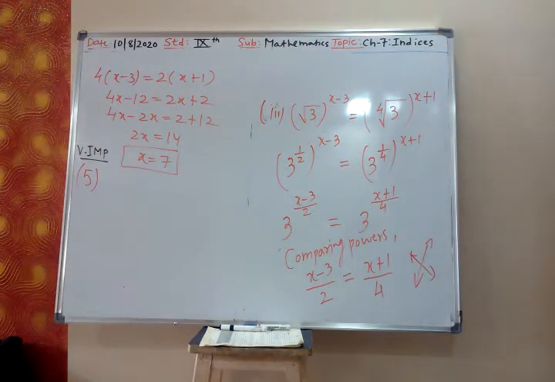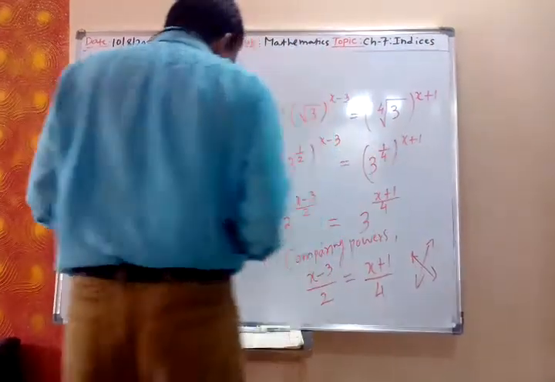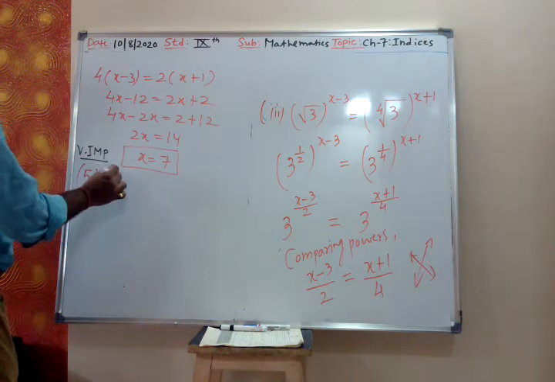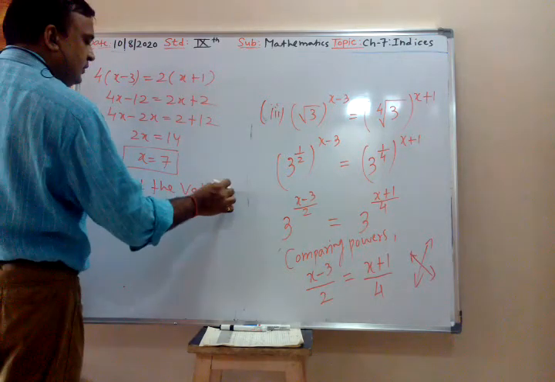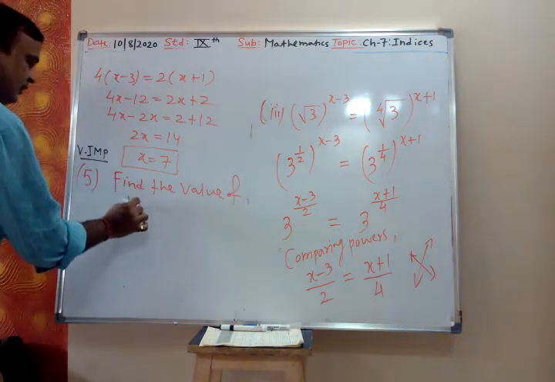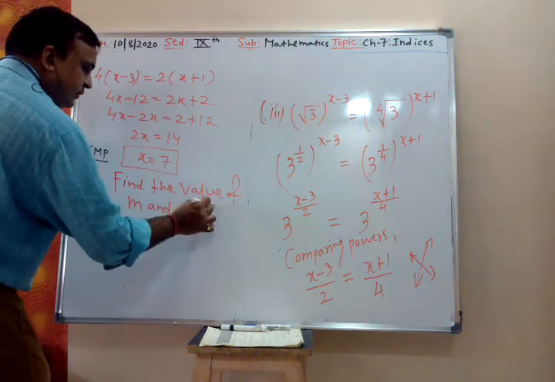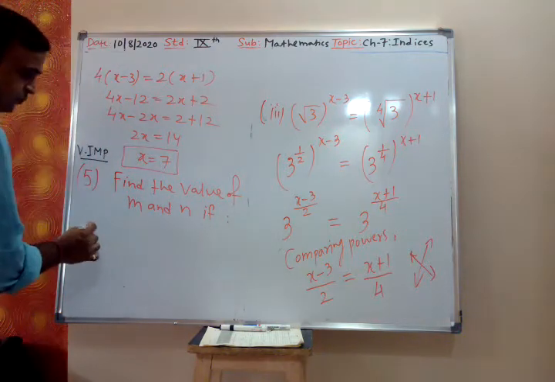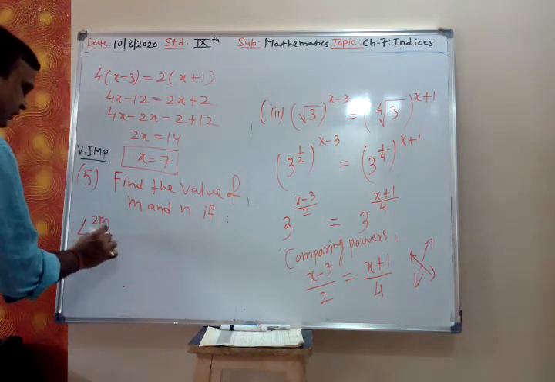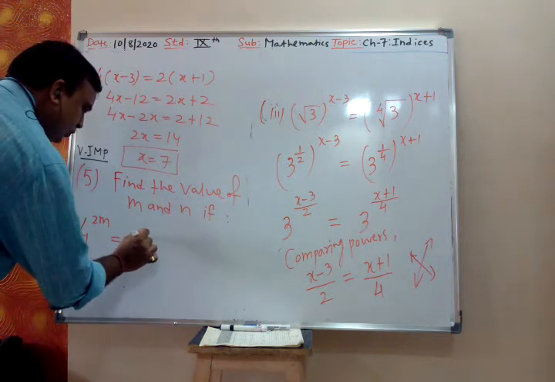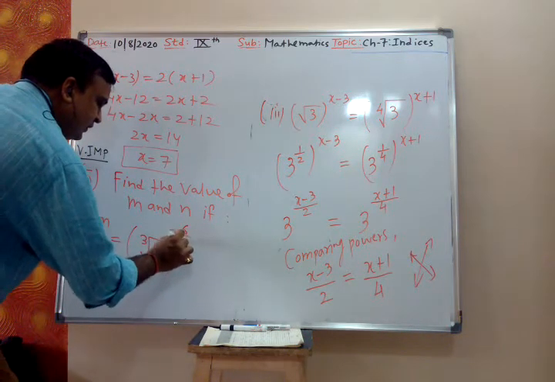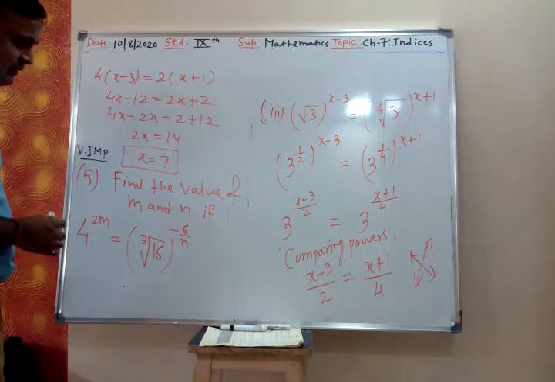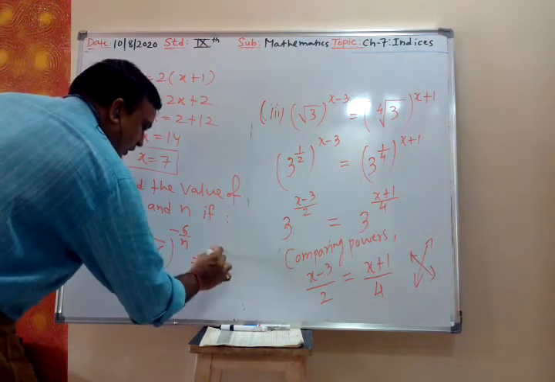It is clear, right? Yes, clear. Fifth one, find the value of m and n, if 4 raised to 2n is equal to cube root of 16 raised to minus 6 by n, which is equal to root 8 raised to 2.